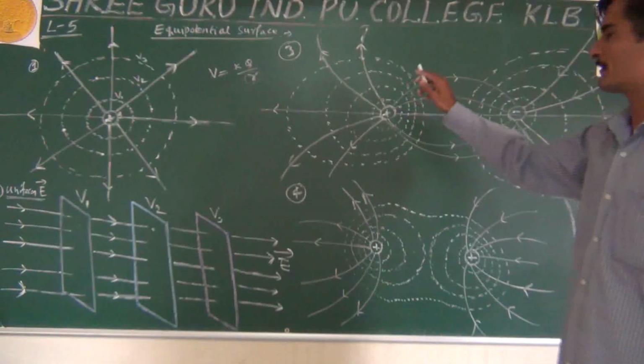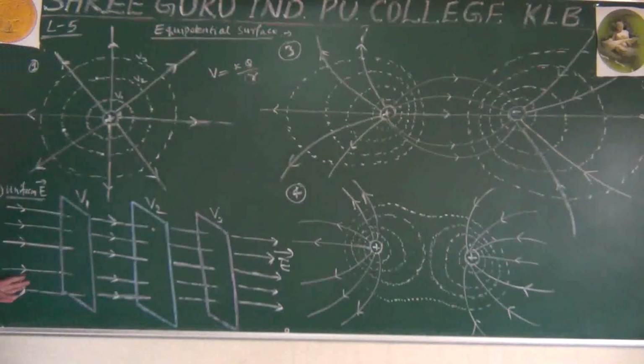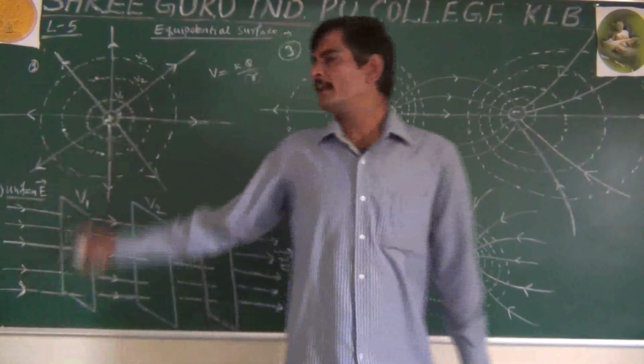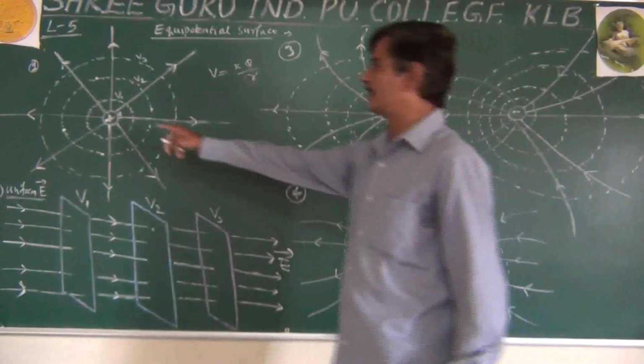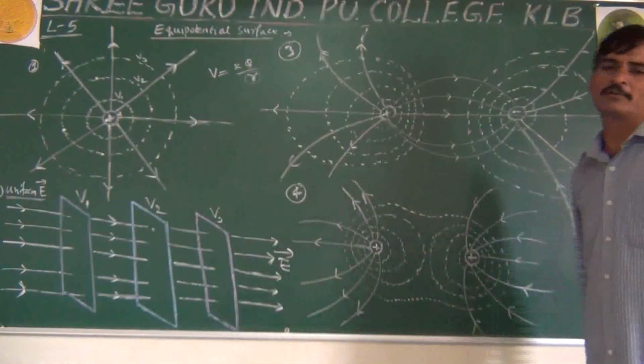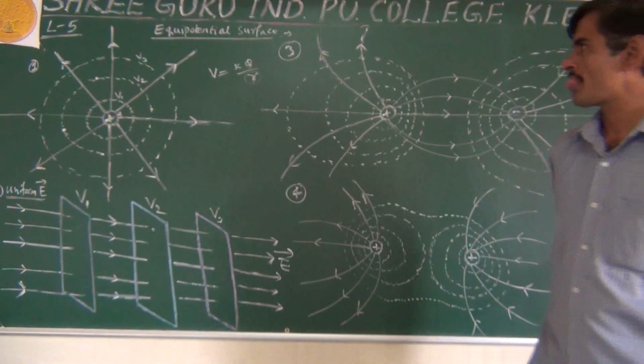This is the equipotential surface for two equal and opposite charges. This is the equipotential surface for a uniform electric field. This is the equipotential surface for an isolated point charge, isolated positive charge or negative charge. Got the idea? Once again I will repeat: equipotential surface.